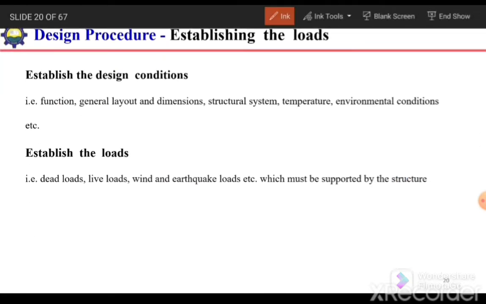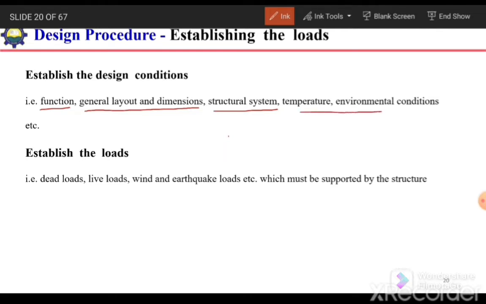So first of all, establishment of load, establishment of design condition. So we need to decide the function of the structure, general layout and dimensions. These two will come from the architectural drawing. Then structural system, we also need to decide whether it will be a frame structure, shell structure. So this is before the design. So we need to make the decision about the type of structural system.